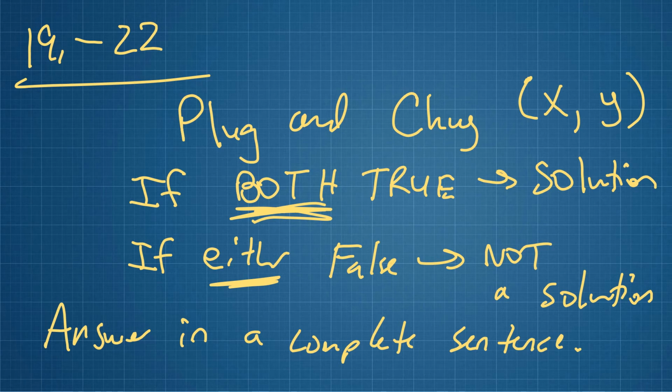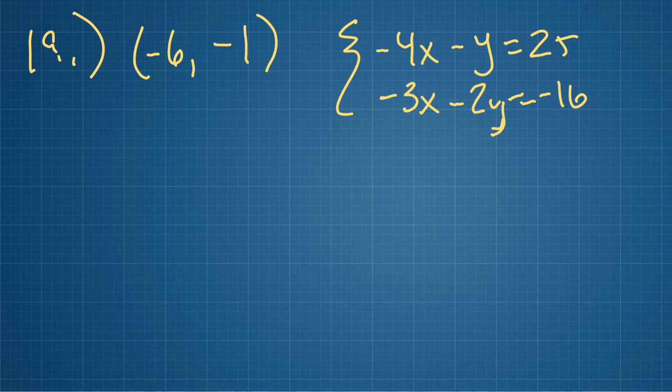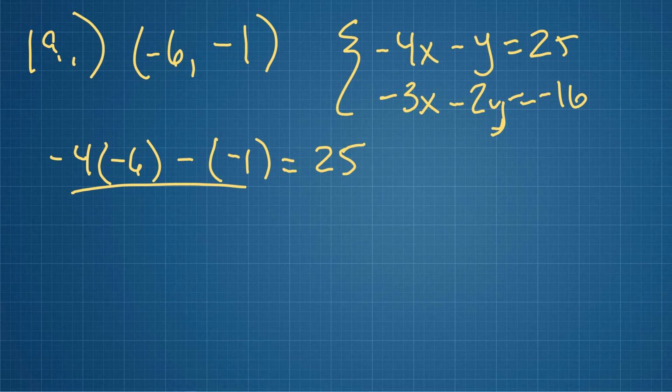All right, so we're going to go on 19. We have a system of equations: negative 4x minus y equals 25, negative 3x minus 2y equals negative 16. I'm going to plug in negative 6 for x and negative 1 for y. So I'm going to just check the first one. Negative 4, instead of x, I write negative 6. Minus, instead of y, I write negative 1. Notice I put in parentheses on purpose. You can just plug the left side into your calculator if you want, and it will do all the work for you.